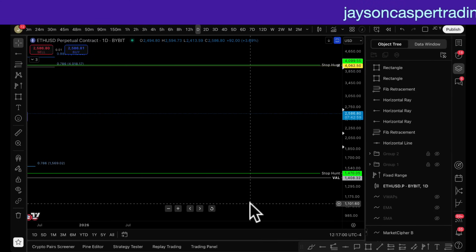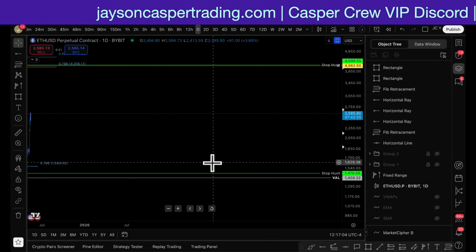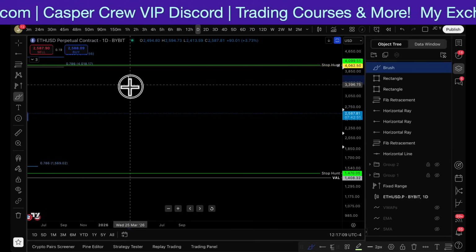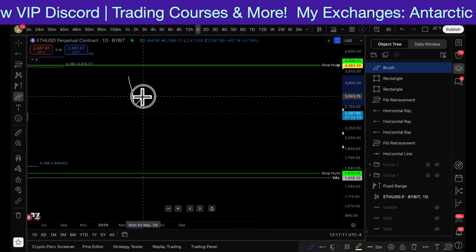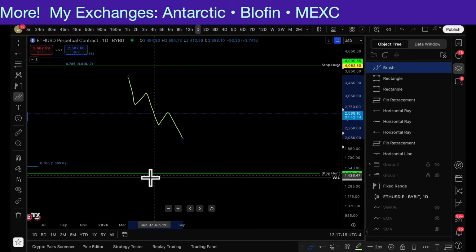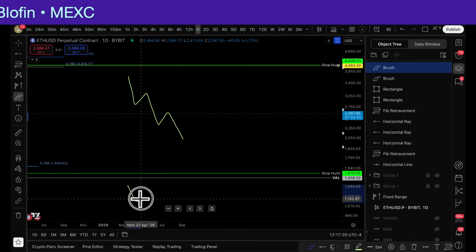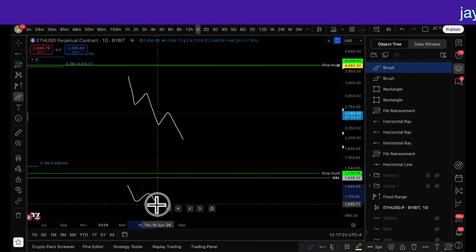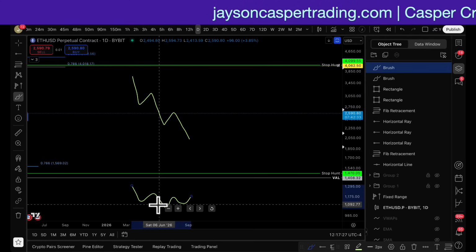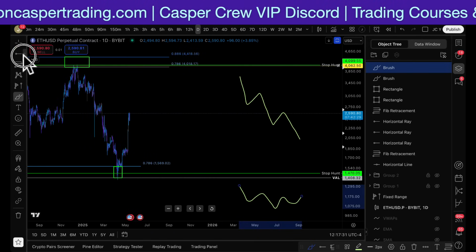All right, so first of all, what is a divergence? A divergence is where the oscillator is diverging from the price action. What I mean by that is this. If we are in a downtrend and the price is making lower lows and lower highs, but our oscillator, which also should be getting lower with the price, all of a sudden starts to get higher, makes a higher low, as the price is making a lower low. This is what's known as a bullish divergence.